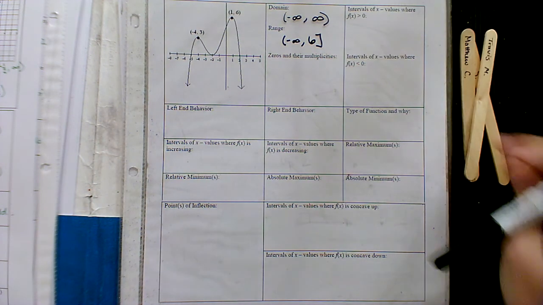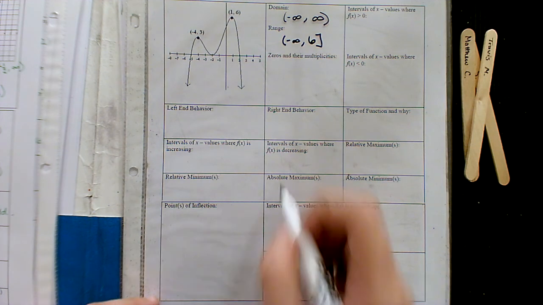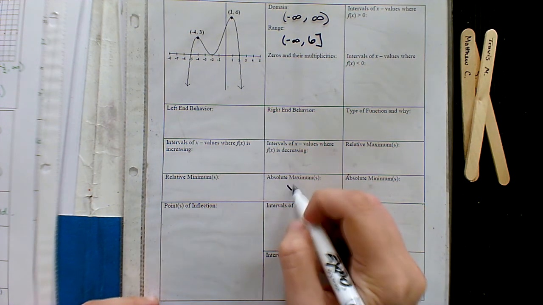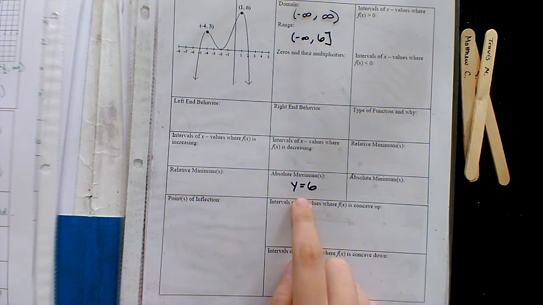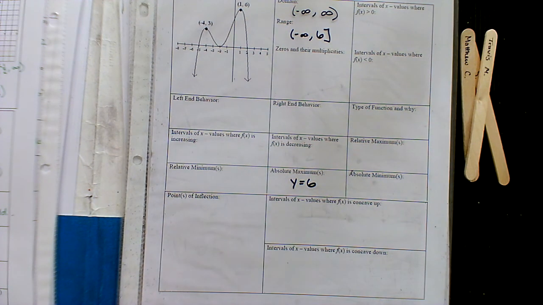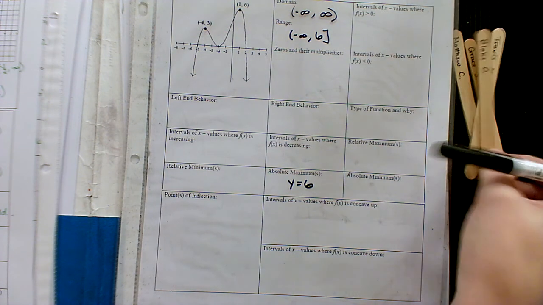All right. Travis, pick one. How about absolute maximum? Go ahead. Y equals 6. Okay, so absolute maximum is the highest height. You do not have to write an ordered pair. I noticed how, walking around, some of you did that. Okay, it's the highest height, a y value. Looks good.